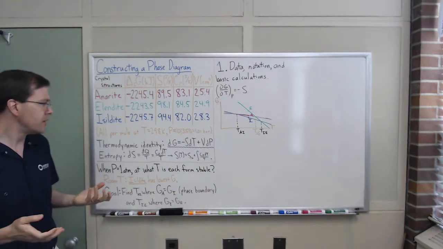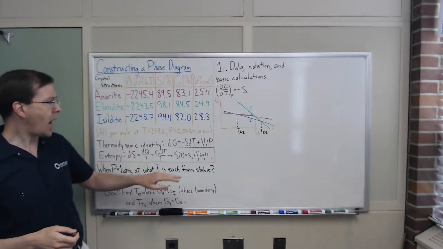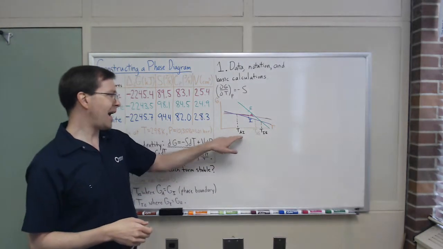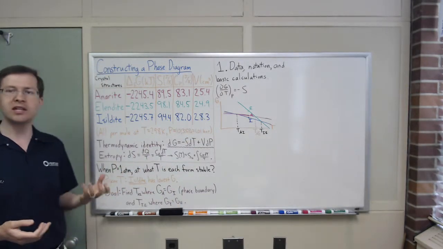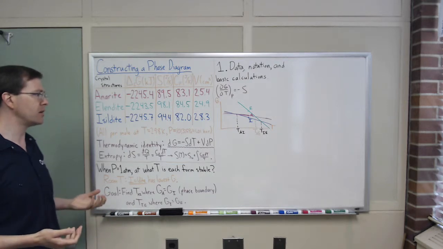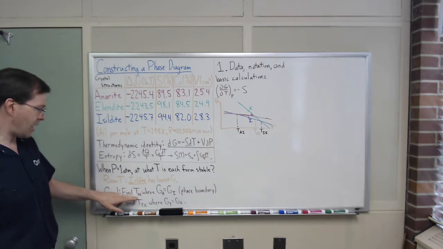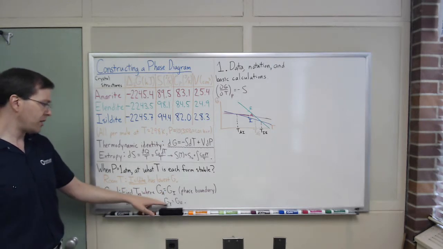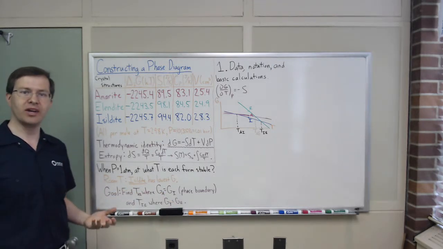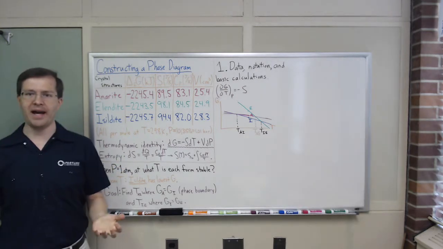Our goal is going to be to say Isoldite's lowest at standard temperature and pressure. I want to find these two temperatures, the AI and the IE temperatures, because those are the boundaries between the different phases, the boundaries where those become useful. So my goal is to find the temperature where Anarite and Isoldite have equal Gibbs free energies, and similarly, the temperature where Isoldite and Ellendite have equal Gibbs free energies. And we'll see what shapes up that way. That's our plan.